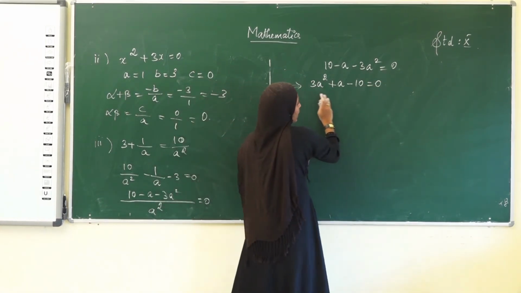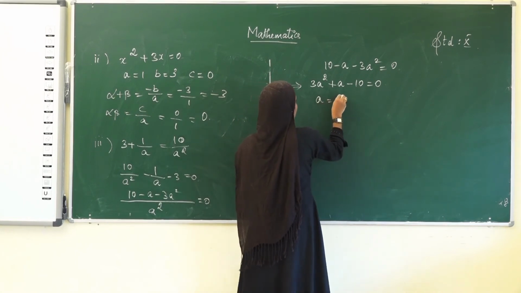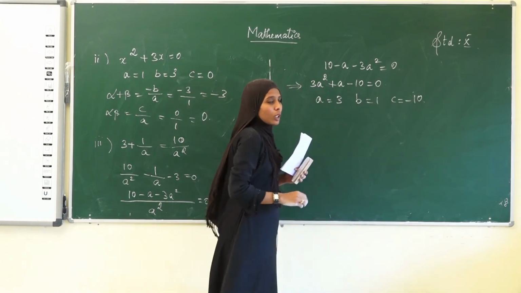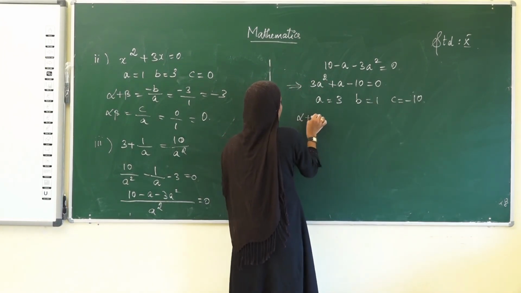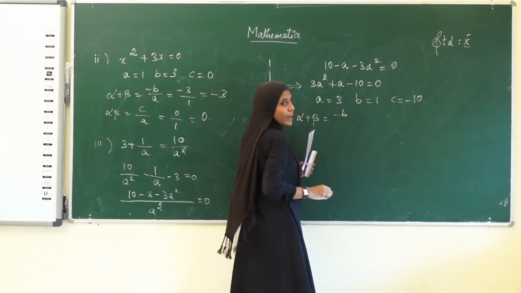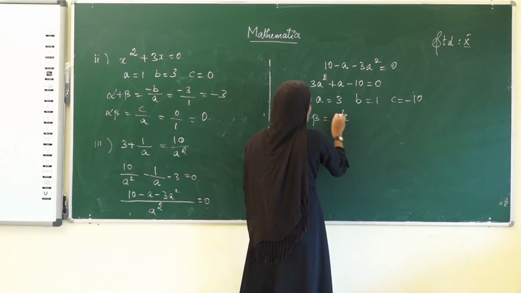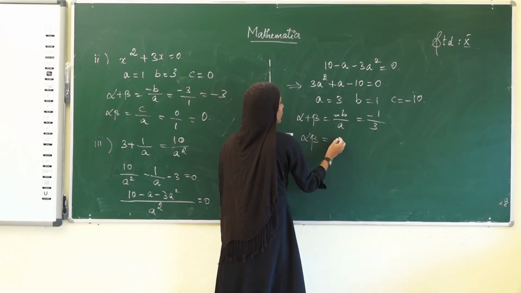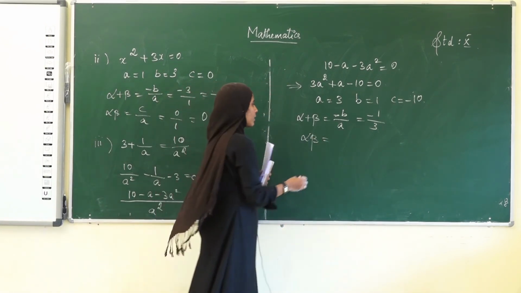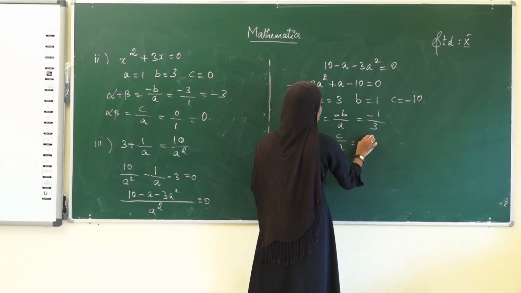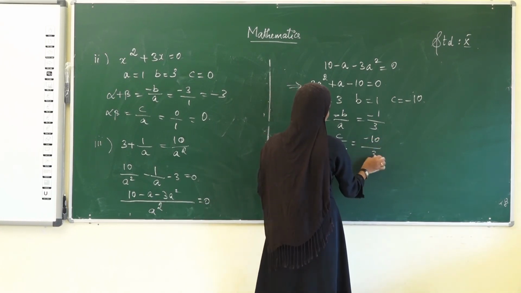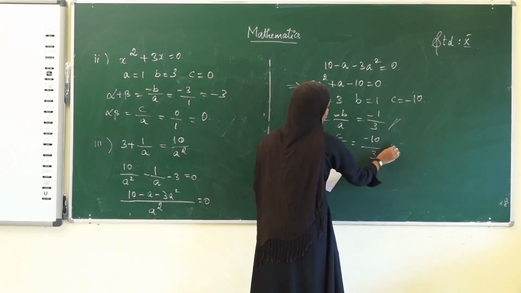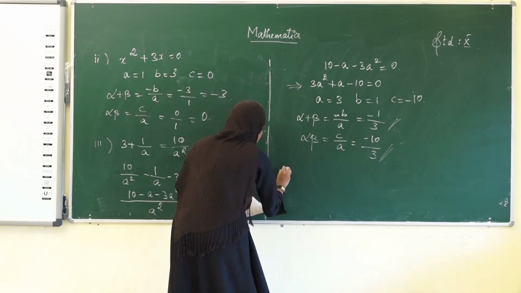Okay. Now we got the equation in the general form. From this we can write a's value is 3 and b's value is 1 and c's value is minus 10. Okay, what we have to find? We have to find the sum of the roots and product of the roots, that is alpha plus beta. We know that alpha plus beta's value is minus b divided by a, minus 1 divided by 3, and alpha into beta, that is product of the root, is equal to c divided by a. What is the value of c? Minus 10 divided by 3. Therefore, the sum of the roots is minus 1 divided by 3 and the product of the root is minus 10 divided by 3.